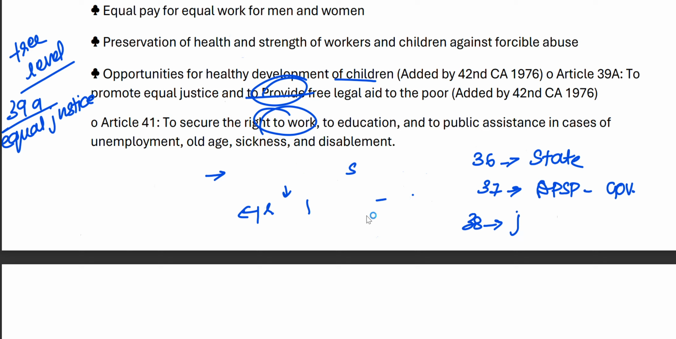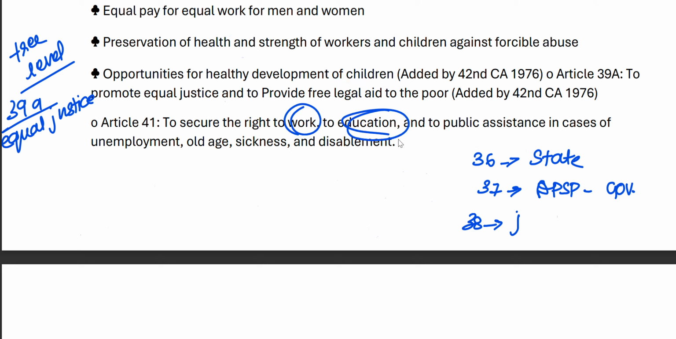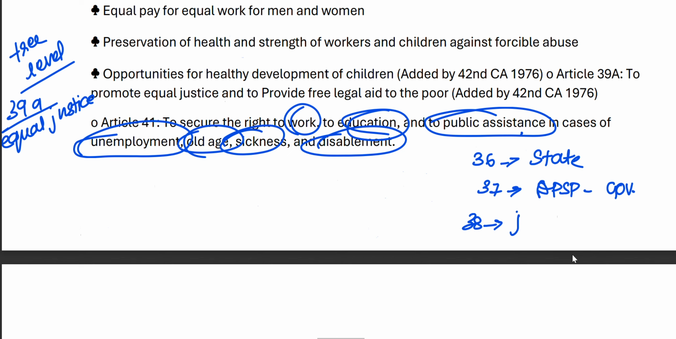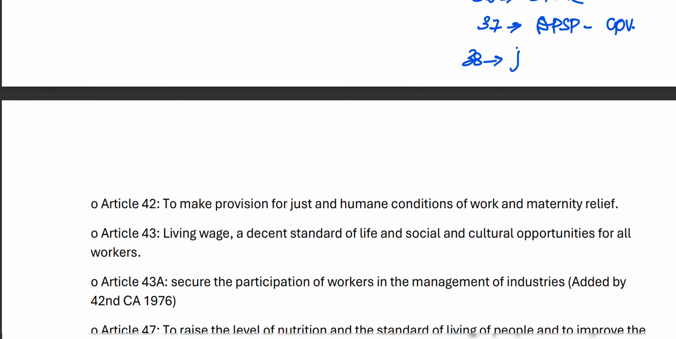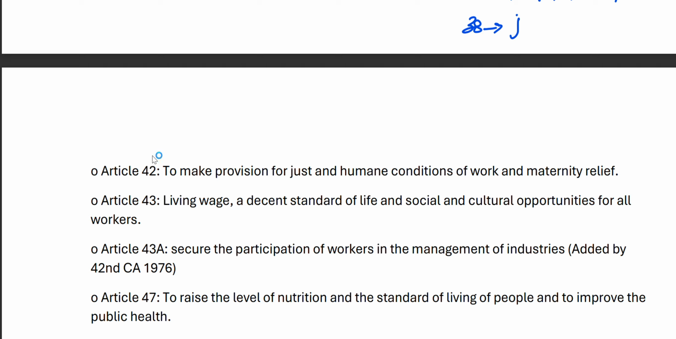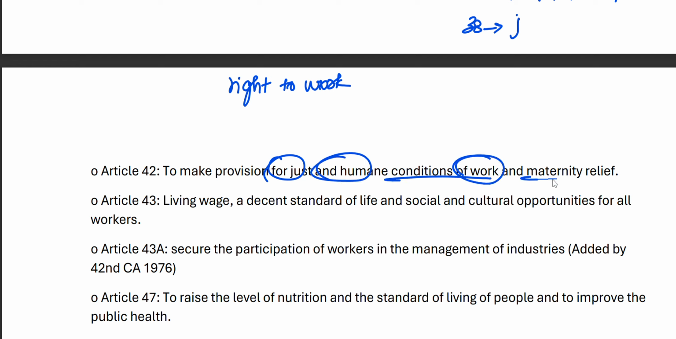41 is related to work. So when you are working, you need to have education. And when education is present, but there is unemployment, old age, sickness and disablement, public assistance is needed over here. You are asking for the work, right? You have to work in certain conditions. It is called just and humane conditions for work and maternity leave.